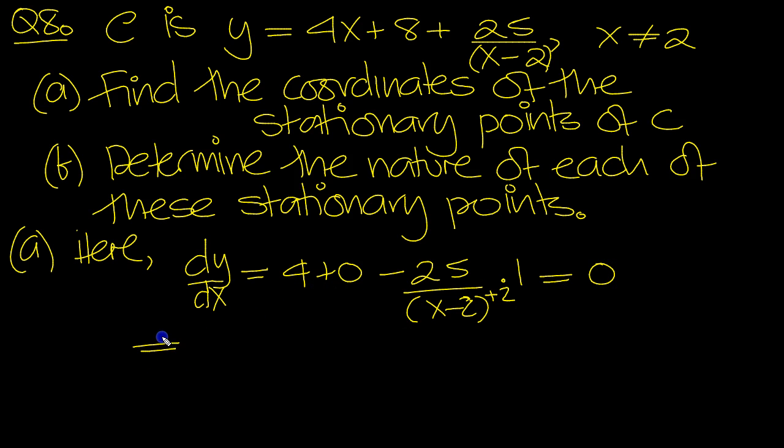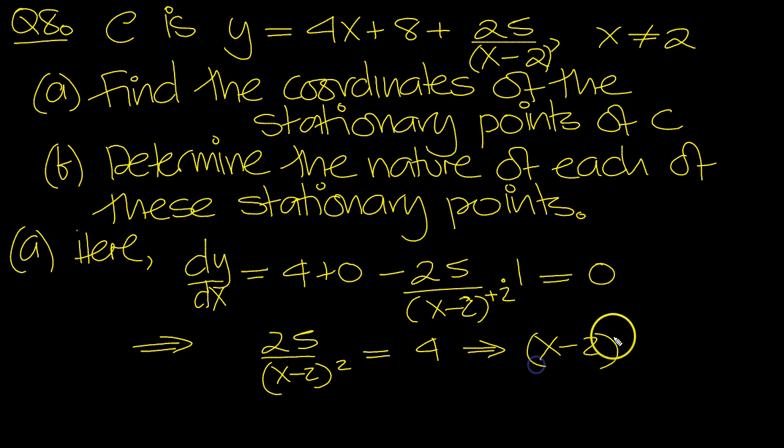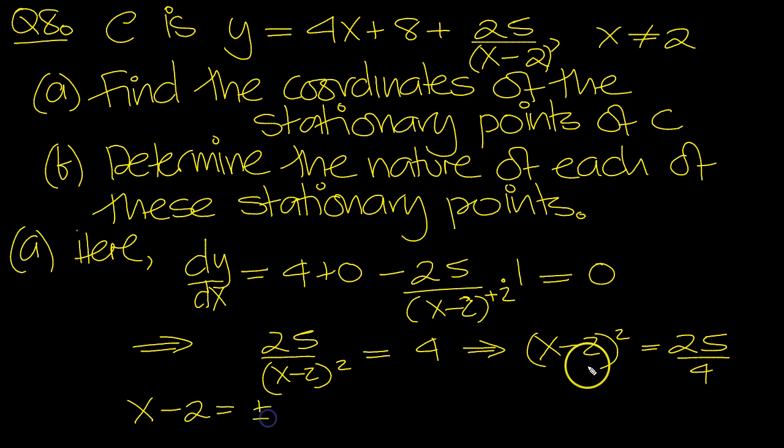So that tells us then that, moving the 25 over, 25 over (x - 2) squared is equal to 4. And that tells us that (x - 2) squared is equal to 25 over 4. I've moved this up there and I've moved the 4 down. I've written it down from right to left. Square root both sides then. It's equal to plus or minus the square root of the top, divided by the square root of the bottom.